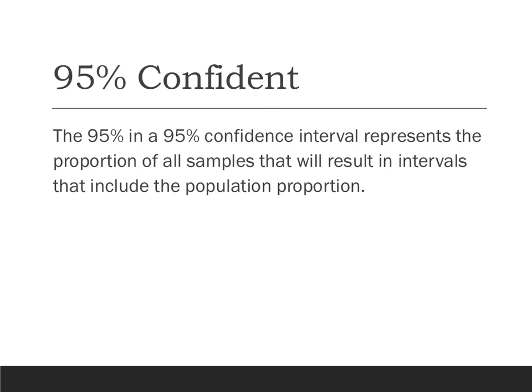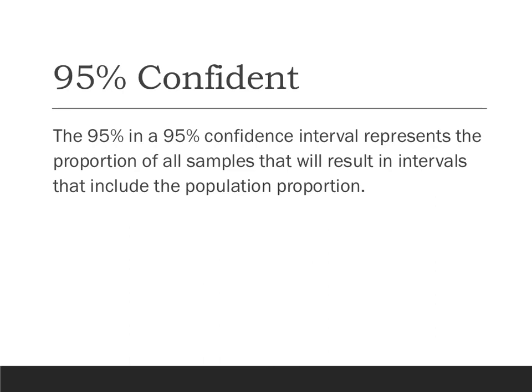And so here's a clearer idea of what that 95% confidence means. This comes straight from our textbook. The 95% in a 95% confidence interval represents the proportion of all samples that will result in intervals that include the population proportion. So I might have a simulation of 1,000 intervals, and only a few of them don't hit the parameter. The first time I pulled up the simulation applet in the interactive assignment, I had 98 out of 100 intervals that included the parameter, and only 2 that did not cover it.